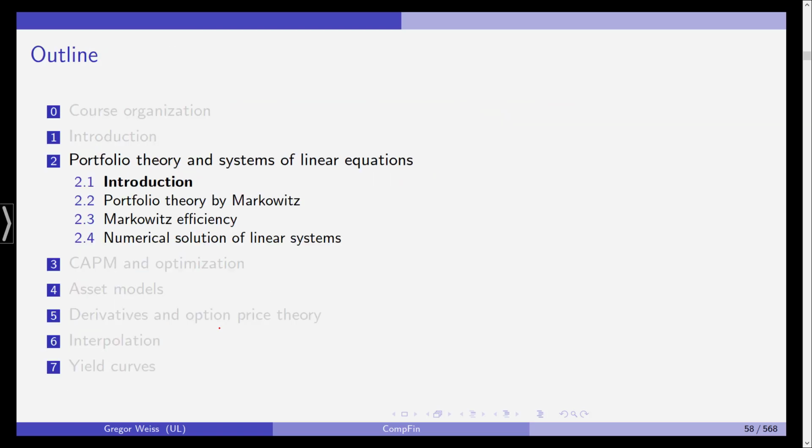Okay, so this is everything for today. Thank you very much for your attention. Next week we'll continue with portfolio theory, some basic results from Markowitz's portfolio theory, and then talk about the numerical solution of linear equations, which we will be needing in our discussion of how to optimize this, and of course in many other settings in finance.